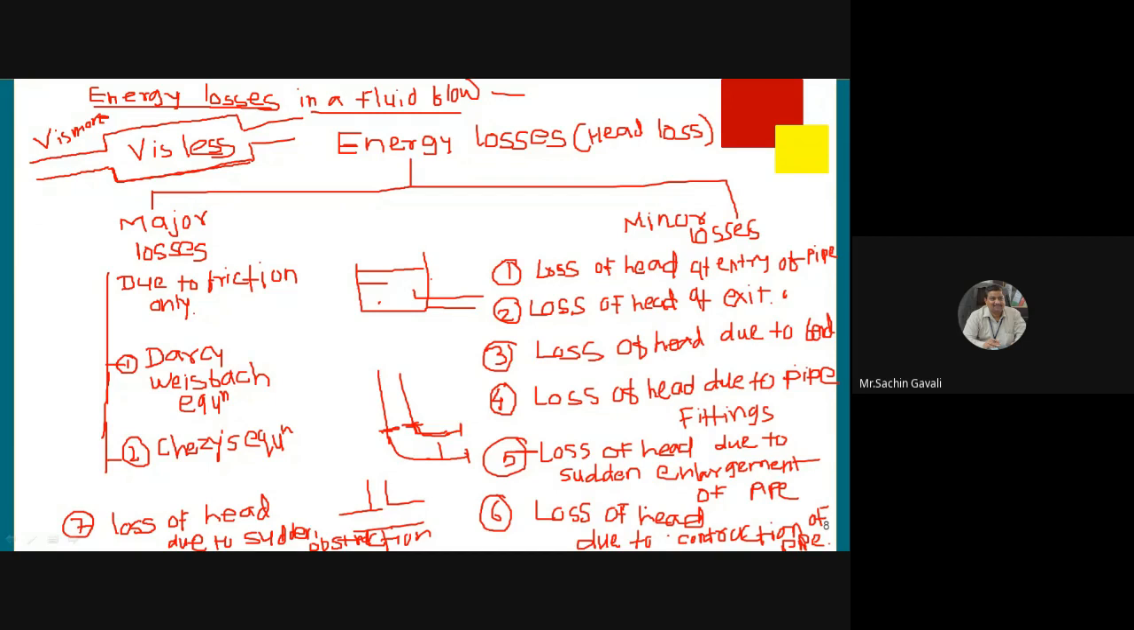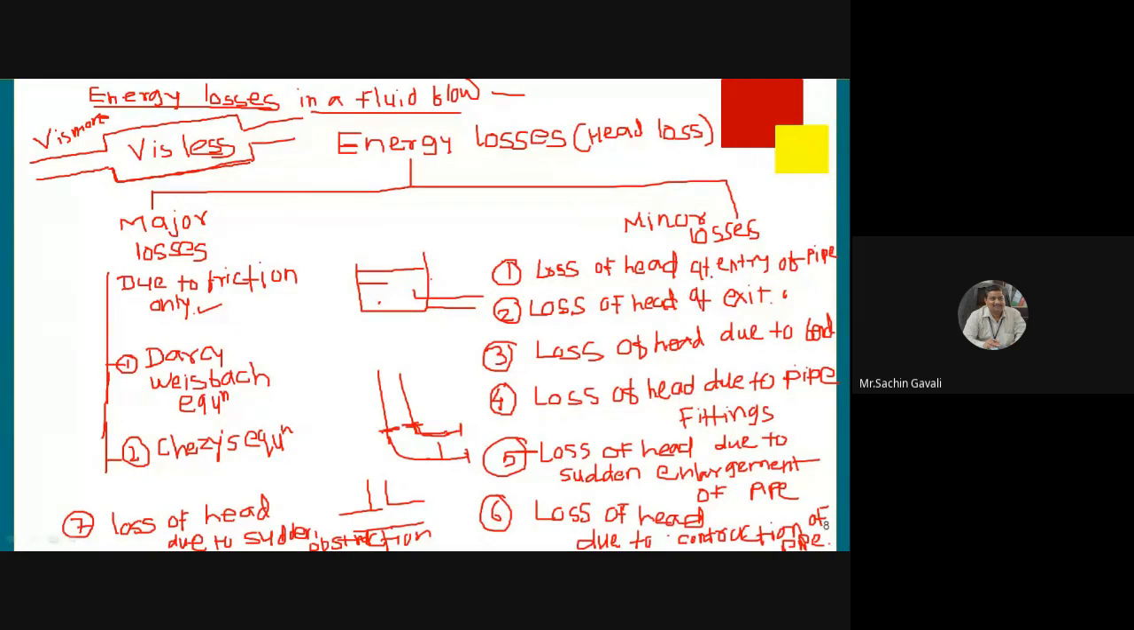Major losses are due to friction only. So Darcy-Weisbach equation and Chezy's equation, with the help of them we can calculate. Another thing is that minor losses have different formulae to calculate them. Different types of minor losses are, for example, loss of head due to entrance. If the reservoir is there and the pipe is there, when water is flowing into the pipe, because the reservoir has more area and the pipe area is less, velocity change will occur.